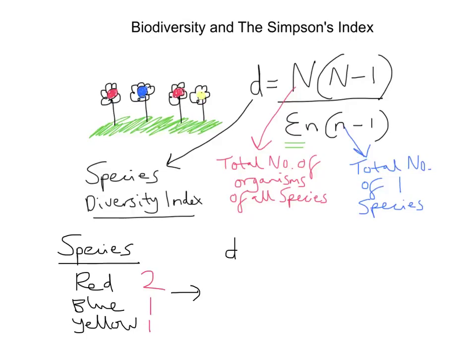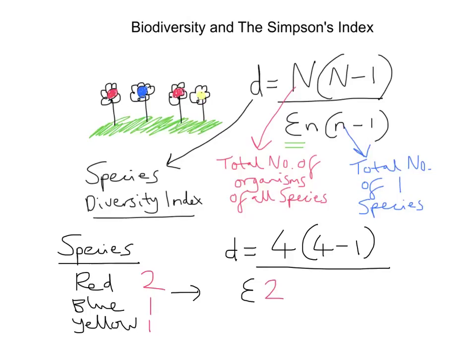So D, our species diversity index, is equal to N times N minus 1 over the sum of, so we need to add up all of the individual n times n minus 1s, and each n is each of the separate organisms. So let's take the red flower. n is 2, times n minus 1, which is 1, is 2. So for the red flower that would be 2.